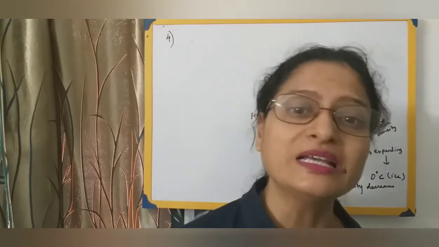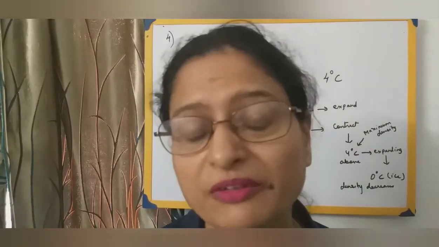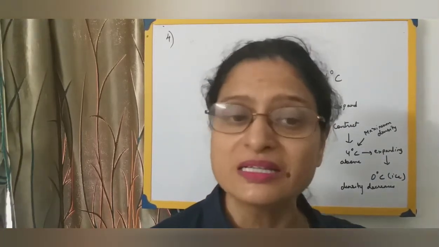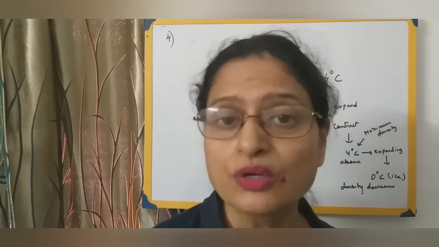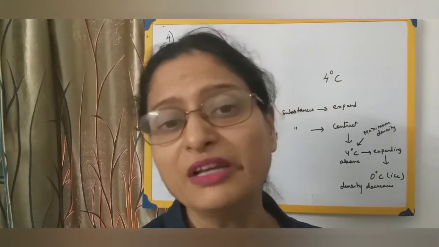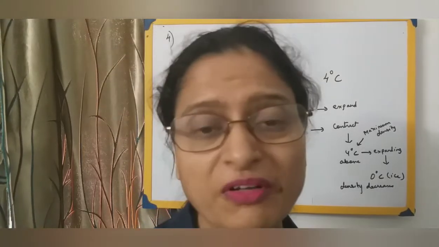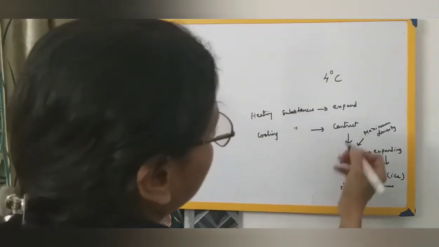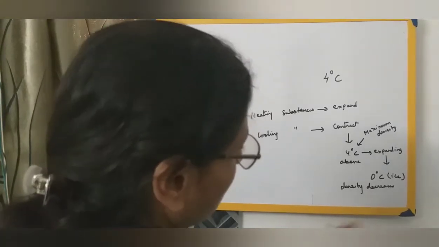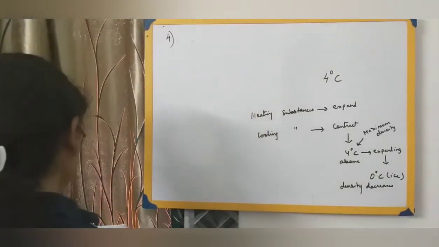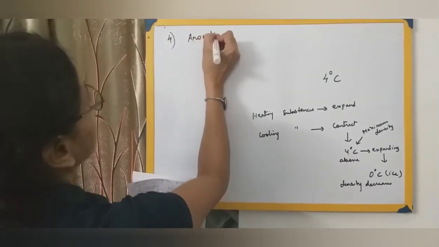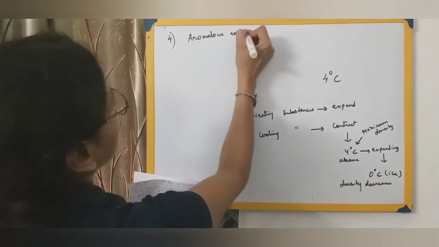Why? Because the density of ice is less as compared to the density of water, and we know anything which has a lesser density is going to float, and anything which has more density is going to sink down. So ice, having the lesser density as compared to water, will float on the surface and water will remain down. Now this phenomenon where water starts expanding below 4 degrees Celsius, we call the anomalous expansion of water.